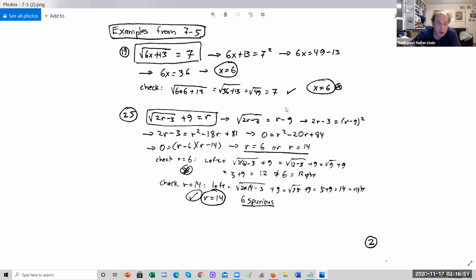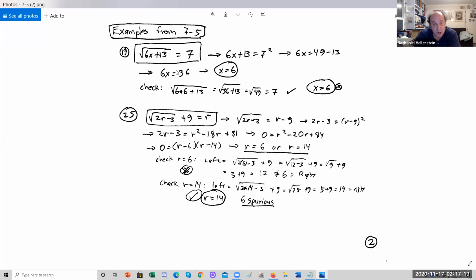All right, here we go through a bunch of examples. Here we have square root of 6x plus 13 equals 7. Okay, simple. We square both sides. 6x plus 13 equals 7 squared. That's 49. Subtract 13. 6x equals 49 minus 13. That's 36. 6x equals 36. Divide by 6. X equals 6.